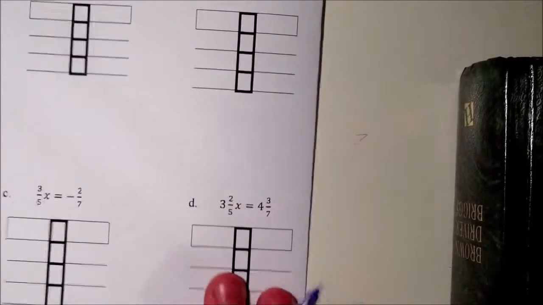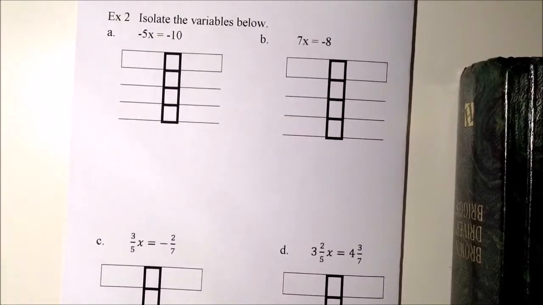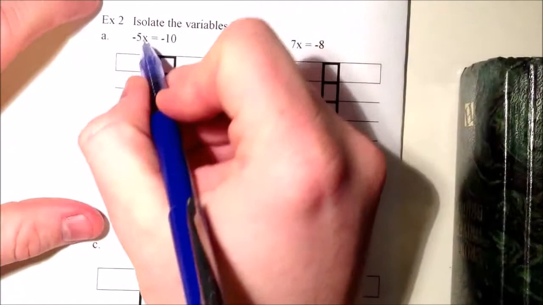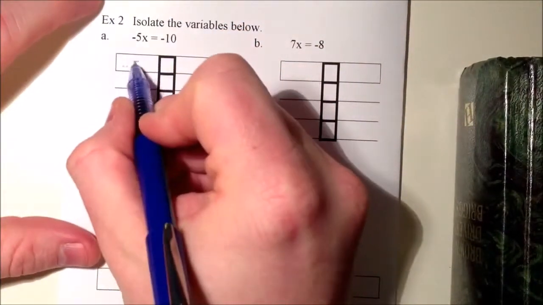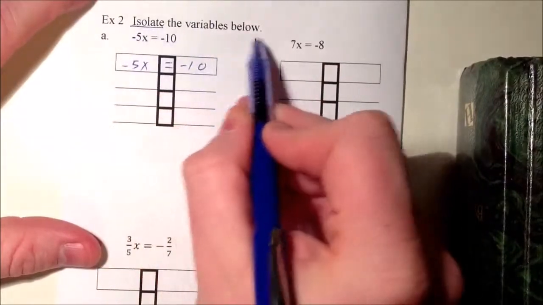All right, we're going to try some of these examples down here, back here. Very, very similar. Not necessarily going to be anything really difficult. So the idea here again, let's write it. Negative 5x equals negative 10. This time I said isolate the variable below.